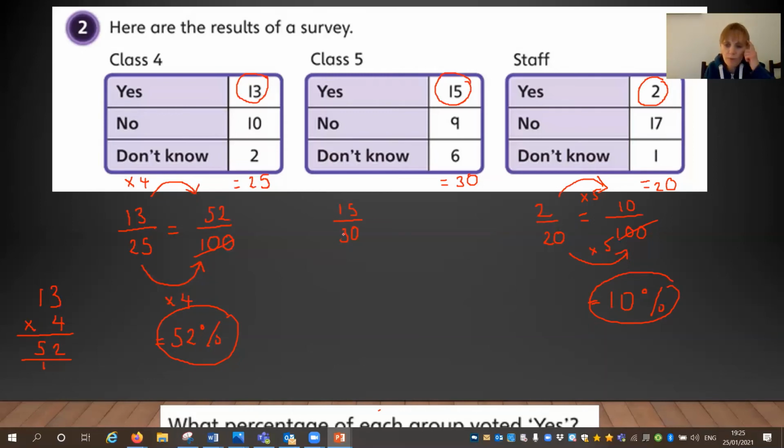Now, finally then, let's have a look at this fraction here. We've got a similar problem to before where we had 30ths, but this time I can't make it into tenths, or can I? Can I make it into hundredths? I'm not sure. So what am I going to think here?